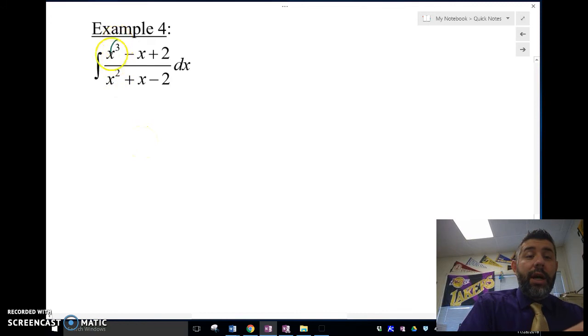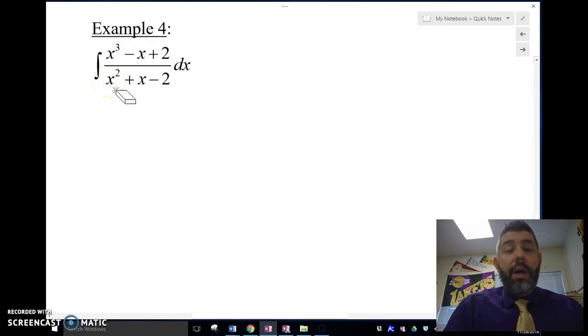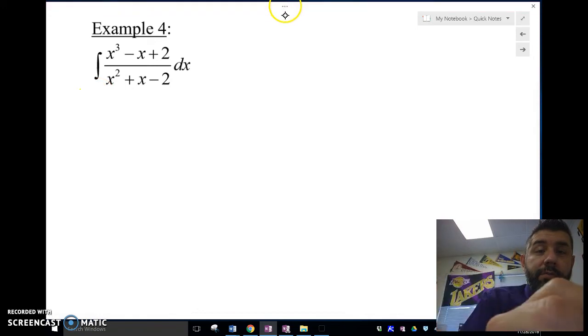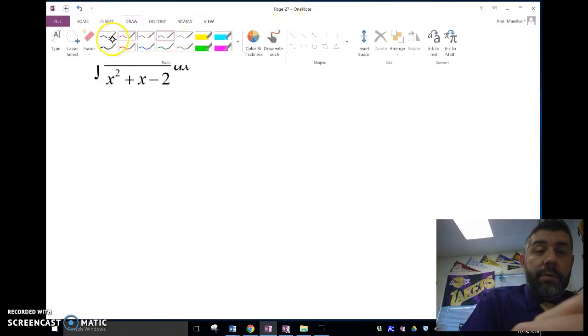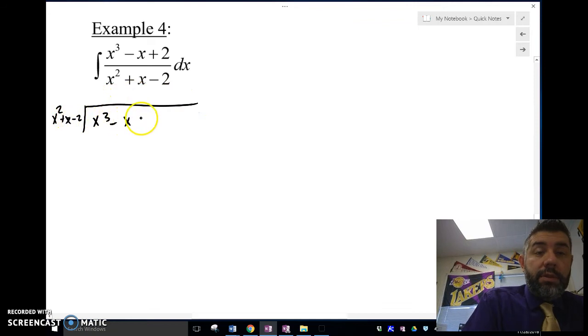All right, so the top here is bigger than the bottom. So I'm not going to use partial fractions yet. I'm going to first do my long division. So I'm going to do long division on the side here. Let me use black here. x squared plus x minus 2, x cubed minus x.